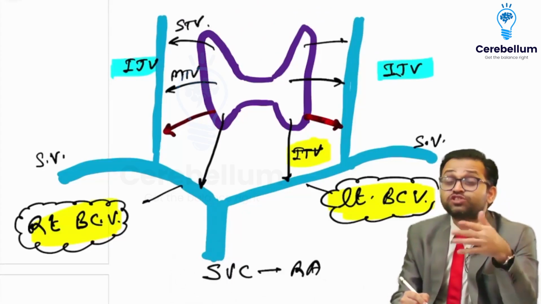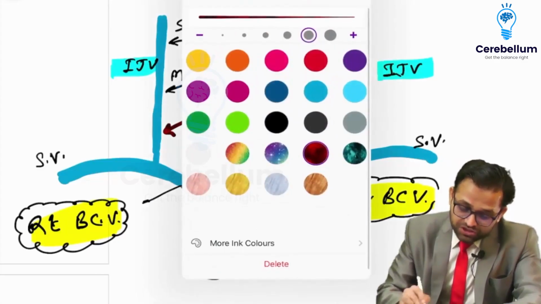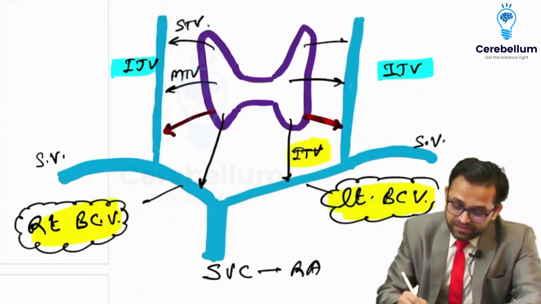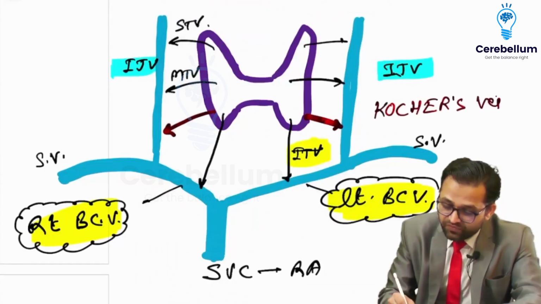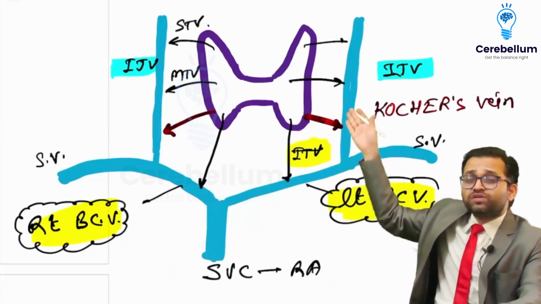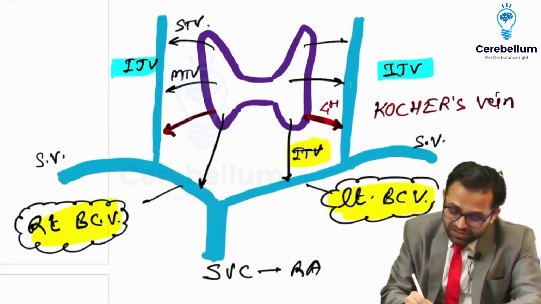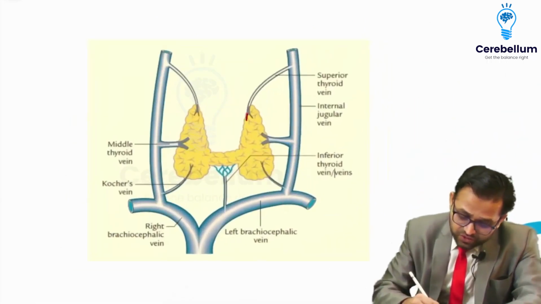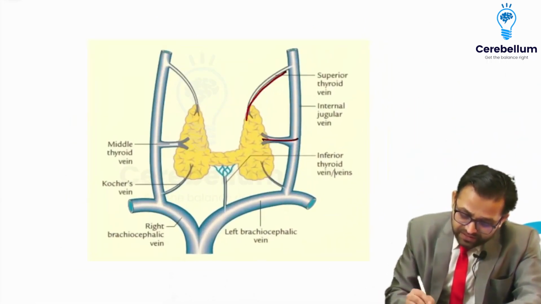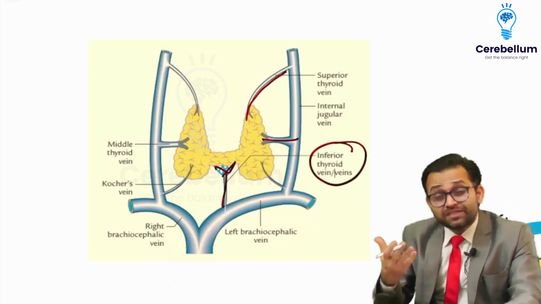Yes, it was studied by the father of thyroid surgery, Kocher. So on his name, this is known as Kocher's vein, the fourth vein. It is also close to the internal jugular vein and also draining into it. All are draining. You can see here the superior thyroid vein, the middle thyroid vein, and the inferior thyroid vein. Sometimes it is single, sometimes it is double.